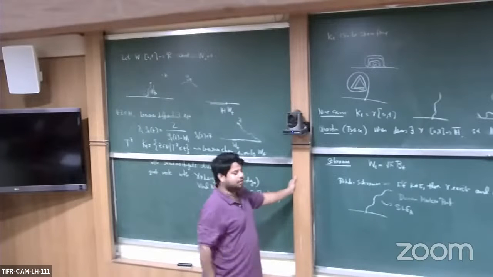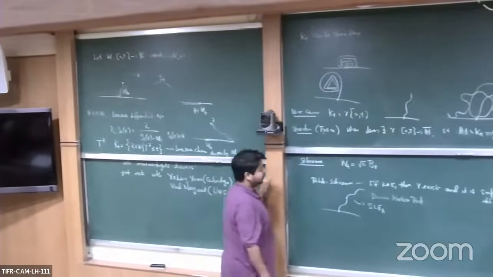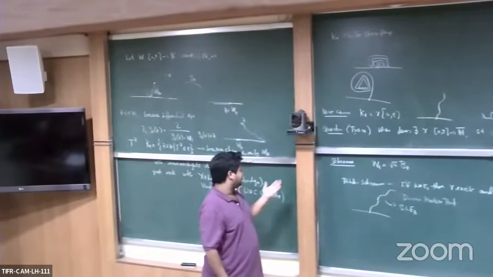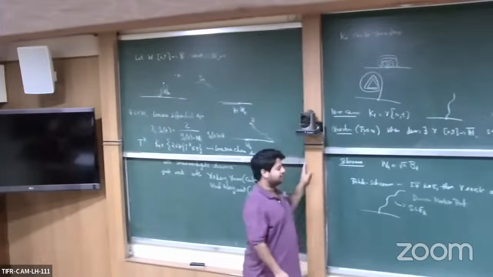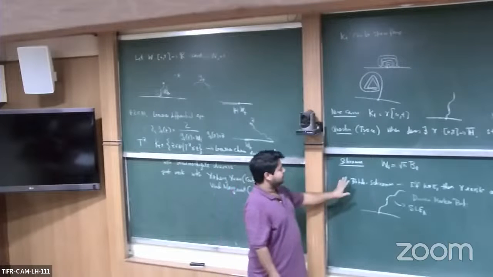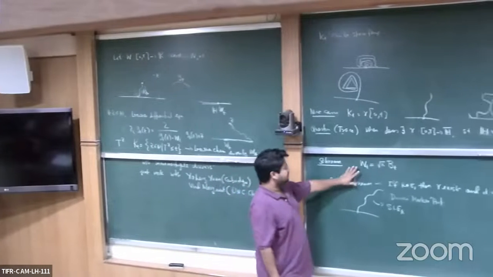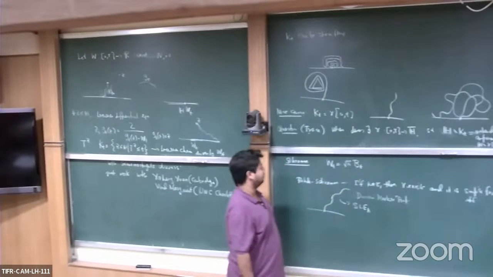So I will not go in that direction. I will not explain where these SLEs appear, but you can take my word that these are an important class of stochastic processes. Okay, so this is the case when you have a driving function which is a Brownian motion, constant-time Brownian motion.